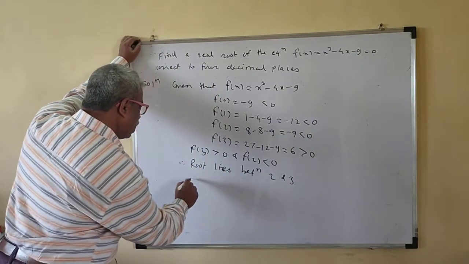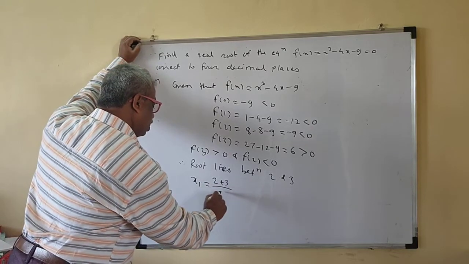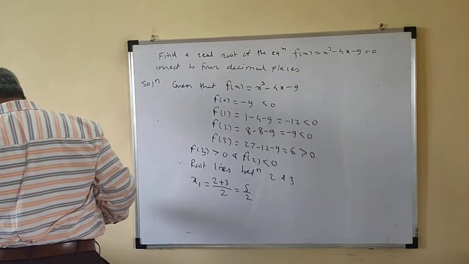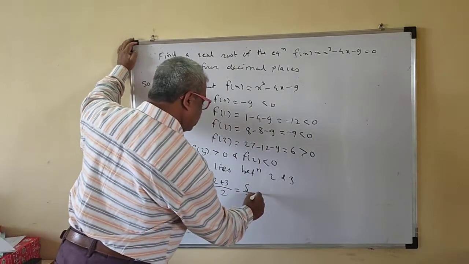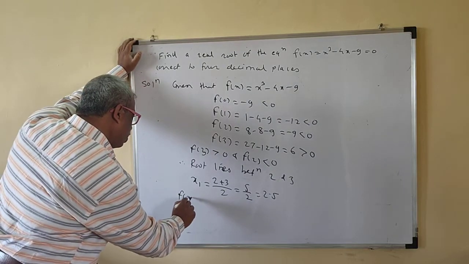Now we'll write out the first desired root. What is it? 2 plus 3 upon 2. This is 5 by 2. So I will take this as 2.5. Now I find the value of f of 2.5 then.